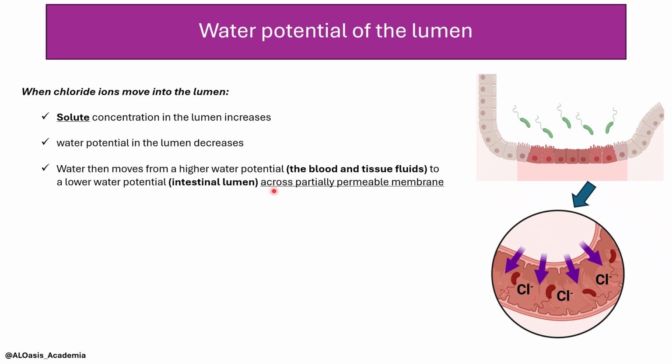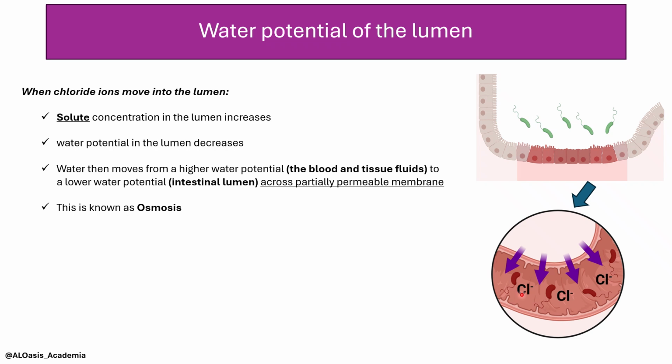The movement happens across a partially permeable membrane, and hopefully by now we have learned that the phospholipid bilayer or the plasma membrane is selectively permeable or partially permeable. And this is the definition of osmosis. Osmosis is defined as water moving from a higher water potential area to a lower water potential area, but it's not just moving, it is moving through a partially permeable membrane. That's osmosis. You need to make sure that you include all the keywords when you define osmosis. So that's what's going to happen.